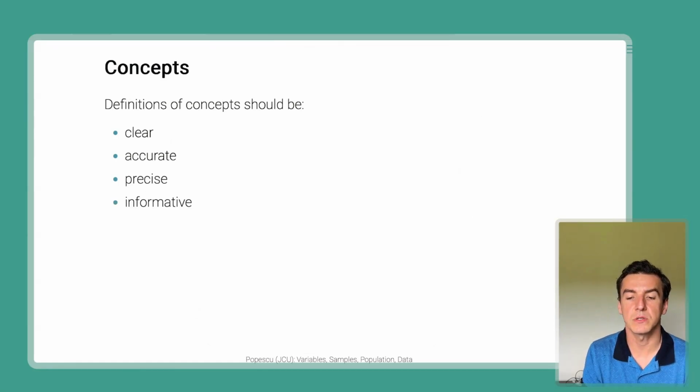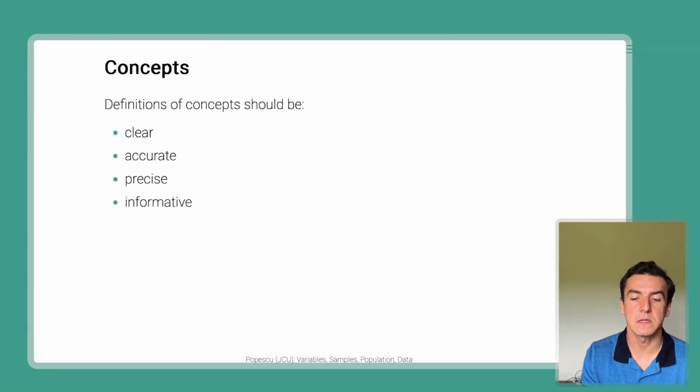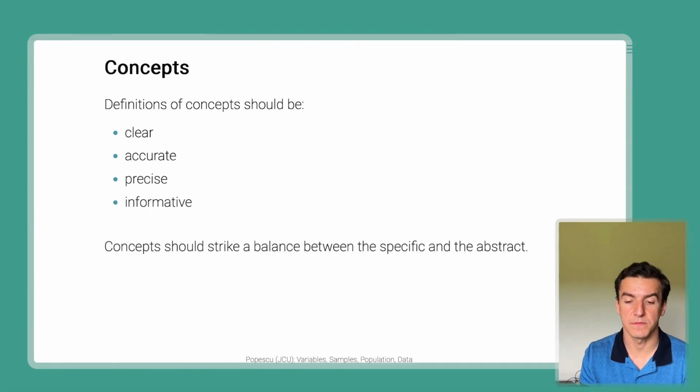It's also important to have definitions of the concepts that we're using. So in the hypotheses that I just outlined, we have things like democracies, authoritarian regimes, political views, property rights. Before we get to test these hypotheses, it's important to define these concepts. These concepts have to be clear, accurate, precise, and informative.